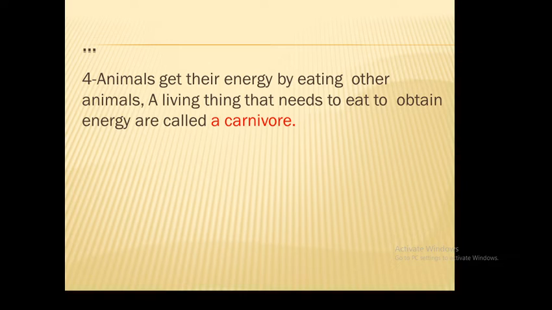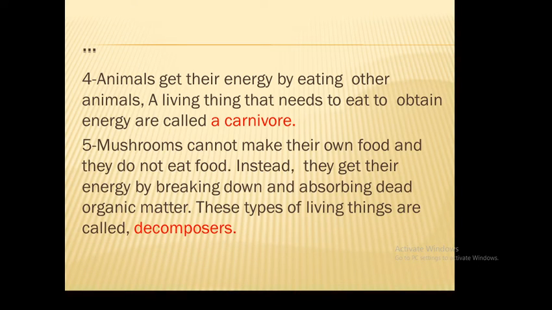Animals get their energy by eating another animal, and a living thing that needs to eat to obtain energy, we call it a carnivore. So an animal that feeds on another animal, we call it a carnivore. So this means it feeds on the flesh of another animal. Mushrooms cannot make their own food, and they do not eat food. Instead, they get their energy by breaking down and absorbing dead organic matter. So they feed on dead organic matter. These types of living things are called decomposers. So decomposers feed on dead organic matter.